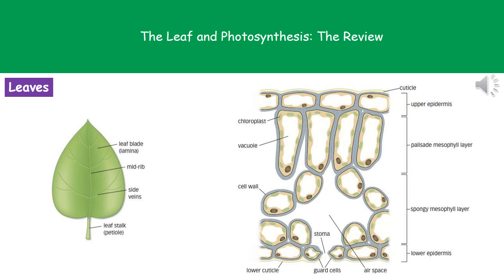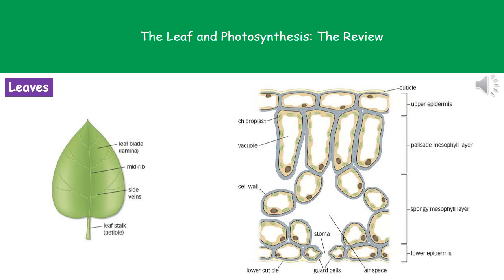Welcome to our review on the leaf and photosynthesis. What we've got here first of all are two diagrams you need to be familiar with. On the left we've got the main structures that you'll see from looking at the actual surface of our leaf: the stalk, the veins, the midrib and the leaf blade. And then on the right, the one that's far more important as far as I'm concerned, the internal structure of the leaf.